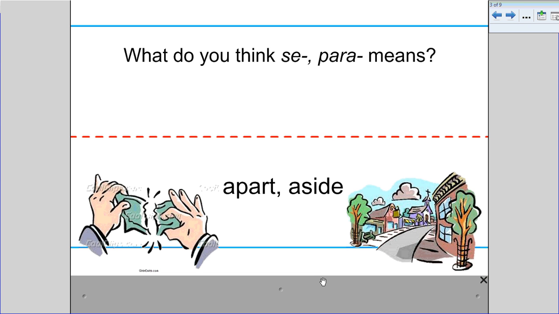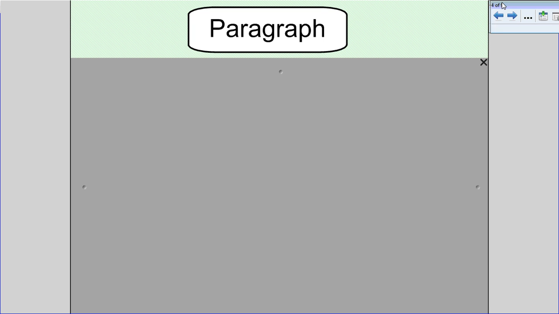We're now going to talk about 3 words that begin with the prefix se or para that you're probably familiar with. You do not need to write these down on your graphic organizer. The first word is paragraph. We talk about paragraphs all the time in English class.